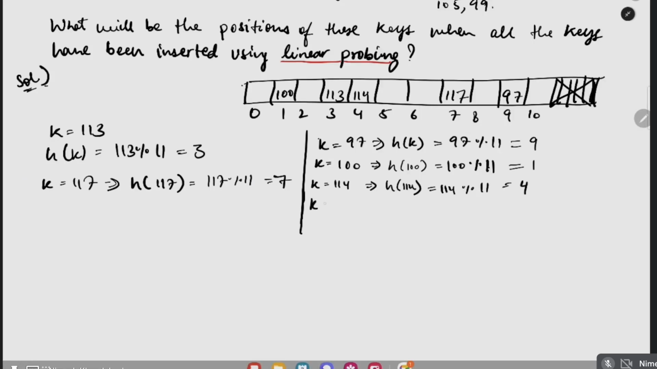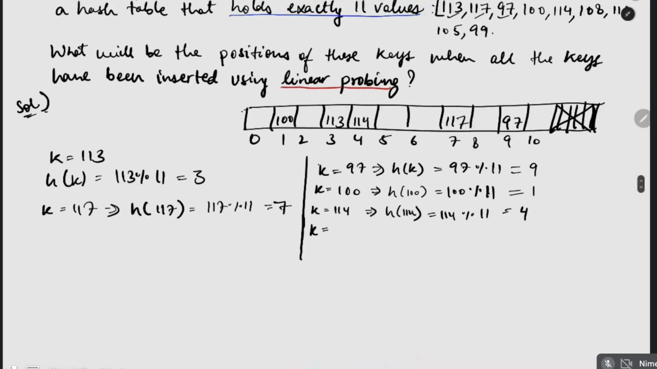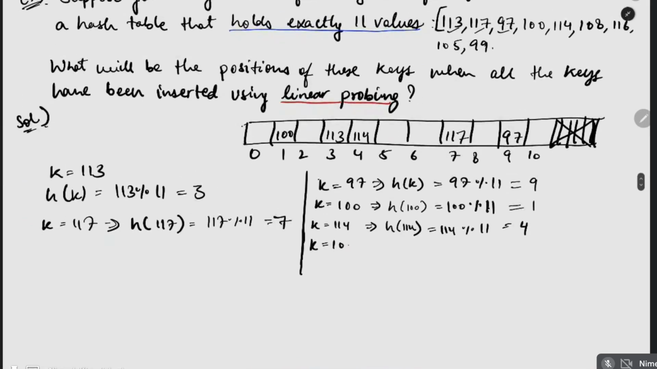And then k equal to 108. Hash for 108 is 9, right? But 9 is already occupied. So in case of collision, we use linear probing. So the next empty slot is index 10. So 108 goes at index 10.